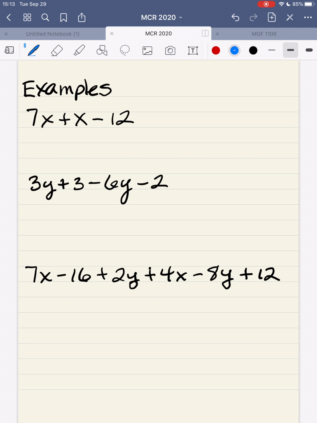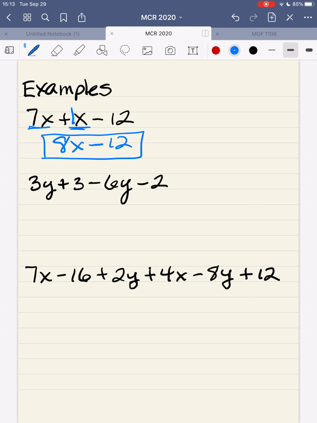So the first thing I want to do is look for like terms because I have variables. Here I have a 7x and an x. So remember, there's a 1 coefficient in front of the x. The 12 cannot be combined with anything else. So I have 7x plus 1x, that gives me 8x. The minus stays, and minus 12, and I am completed.